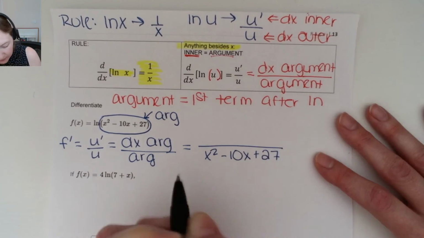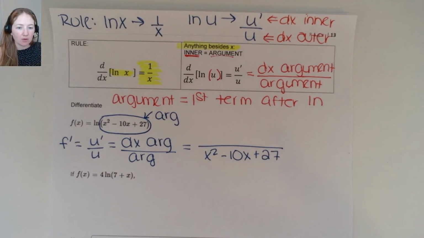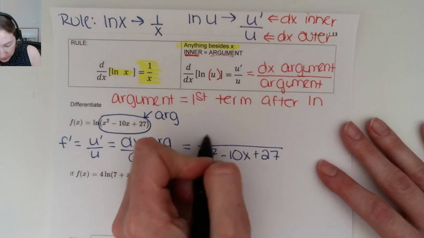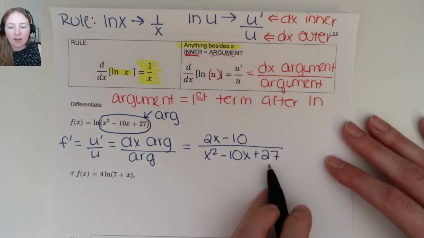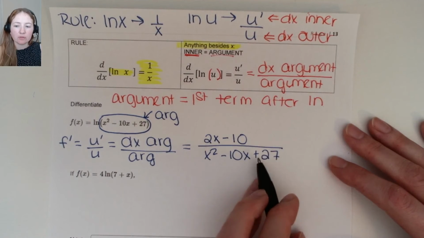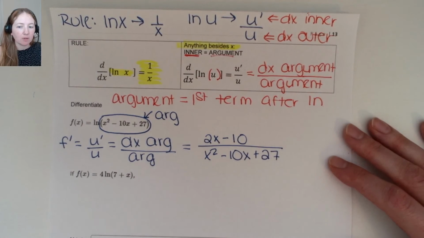And then in the numerator, I take the derivative of that argument. So the x squared goes to 2x, the negative 10x will go to a negative 10, and then the plus 27 goes to 0 because it's a standalone constant.